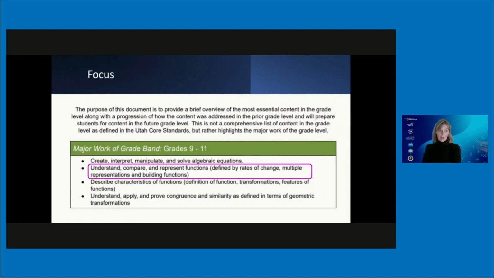Let's look at an example. In high school, or in grades 9 through 11, a major concept is for students to understand, compare, and represent functions. We want students to build a conceptual understanding of these functions using multiple representations. Through using these representations as tools, students make connections, and over time, students recognize and define functions by their rates of change. With this knowledge and with relevant high-quality tasks, students become flexible in comparing and representing functions.